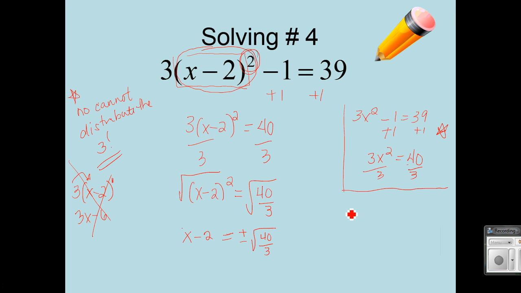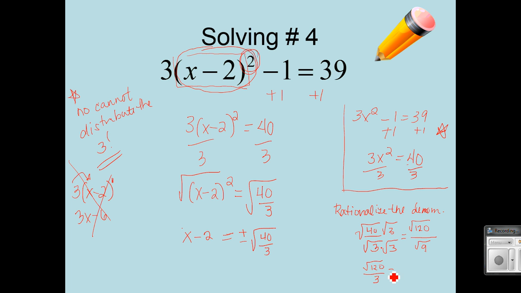Okay, so to rationalize our denominator, I'm going to take the square root of 40 over the square root of 3. And to rationalize the denominator, we multiply the top by the square root of 3 and the bottom by the square root of 3. And when we do that, we get the square root of 120 over the square root of 9. Oh, nice, because 3 times 3 is 9. And so that's really awesome, because 9 is a perfect square. So this would be the square root of 120 over 3.